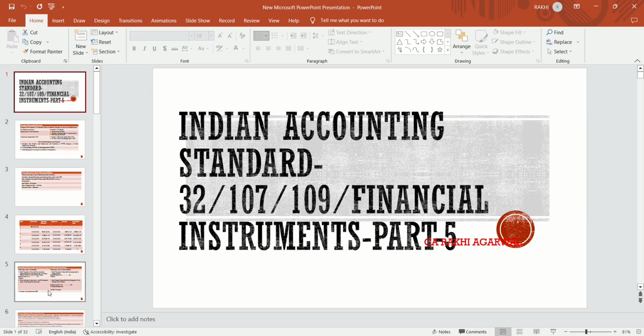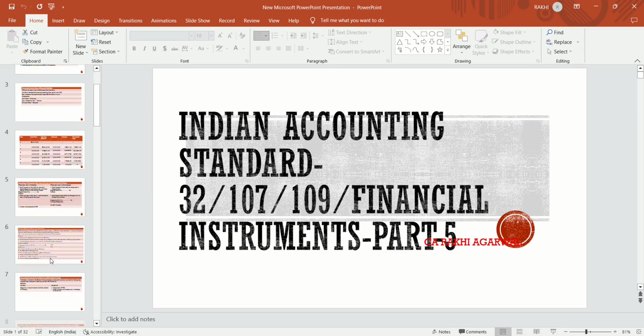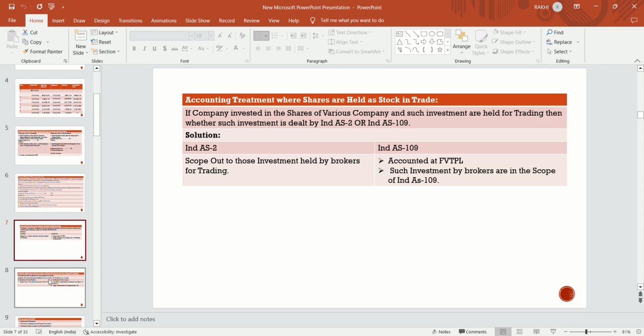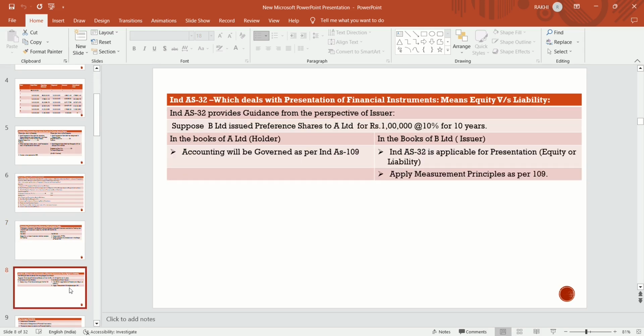Then we had discussed about some of the concepts like transaction cost. What is transaction cost? And these we had discussed along with some of the examples. So we had discussed some of the concepts like accounting mismatch. Then we had discussed about the concept of compound financial instrument. Then we had discussed about accounting treatment where shares are held as stock in trade.